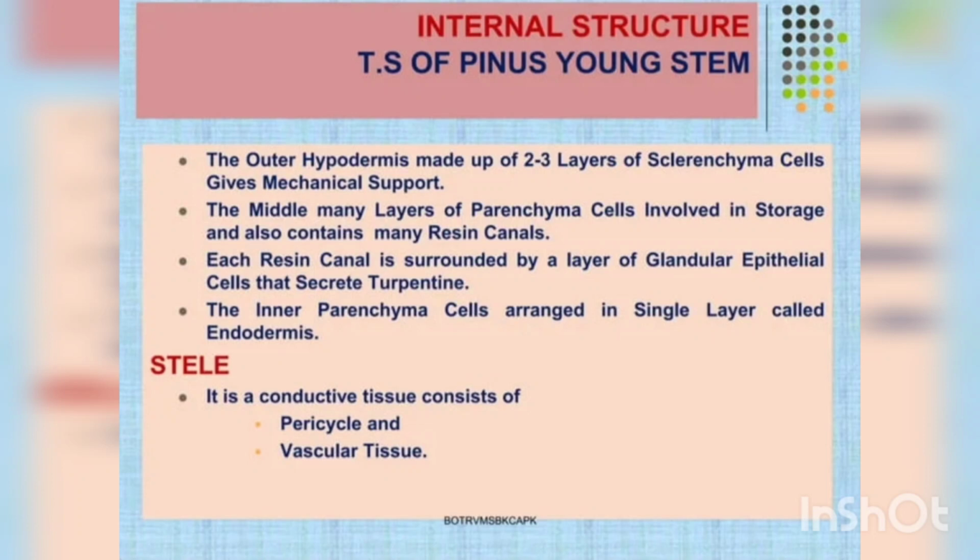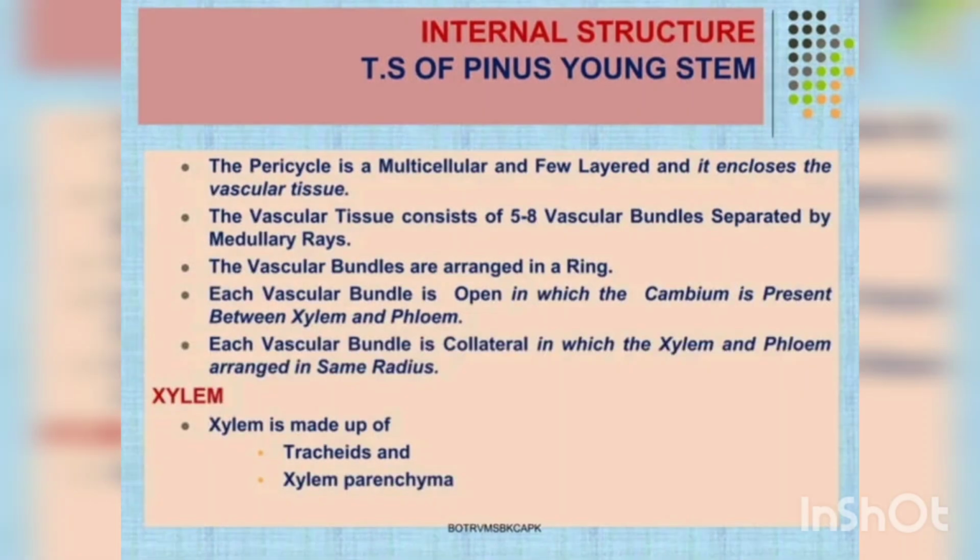Now the resin canals which are present in the cortex are the diagnostic characters of Pinus stem. Now coming to the stelar region, we said the endodermis is a single layered structure, isn't it? So the pericycle is seen just below the endodermis. Pericycle is multicellular and few layered, and it forms the outer layer of the vascular tissue. Vascular tissue consists of 5 to 8 bundles.